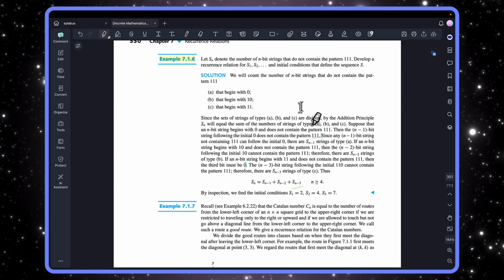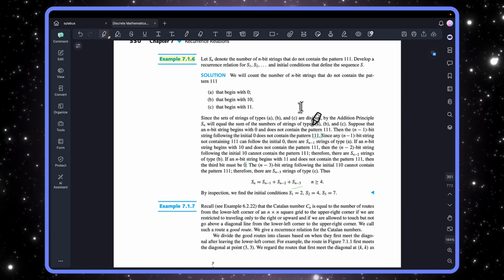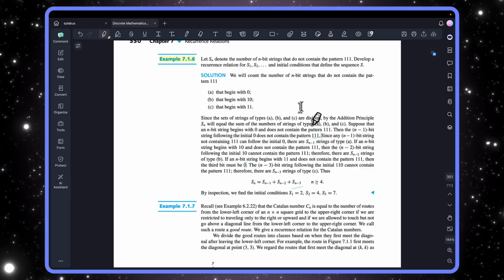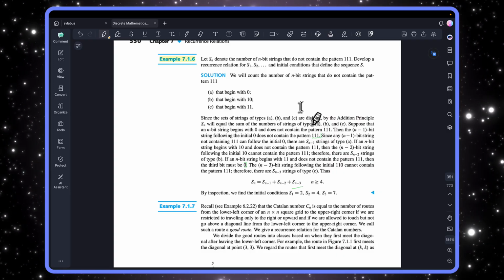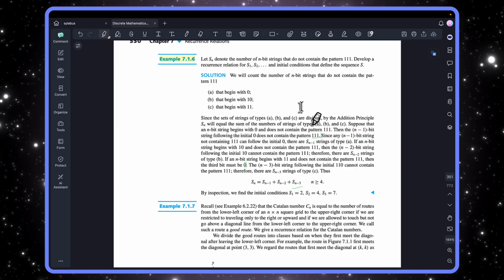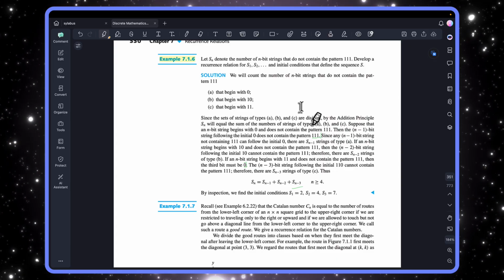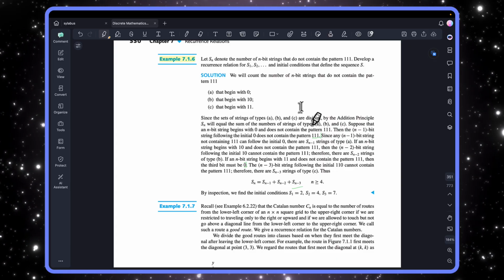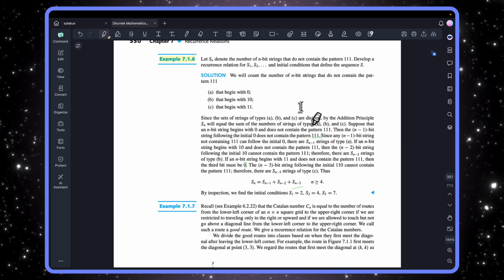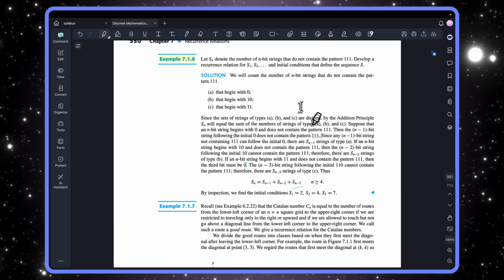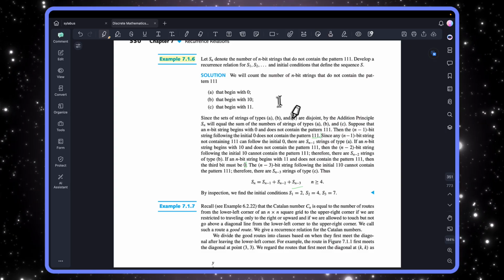This one's kind of interesting, and this is more in the spirit of what we're going to be going into in the future. So let's let Sn denote the number of n-bit strings that do not contain the pattern 111, okay? And we want to try to develop a recursive relation for S1, S2, et cetera. So here's a little strategy.